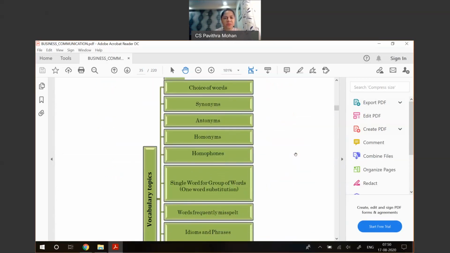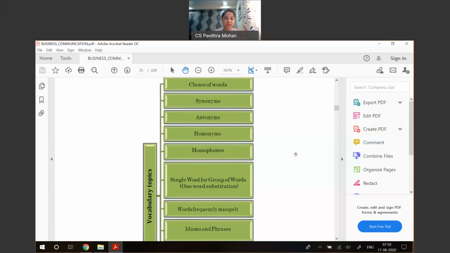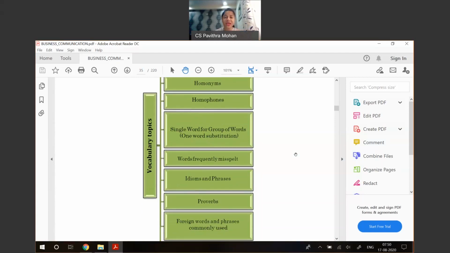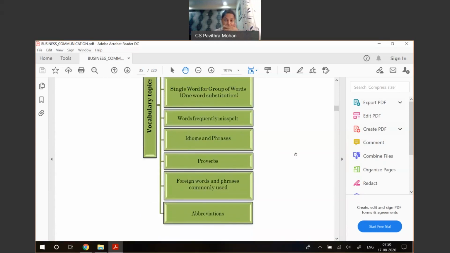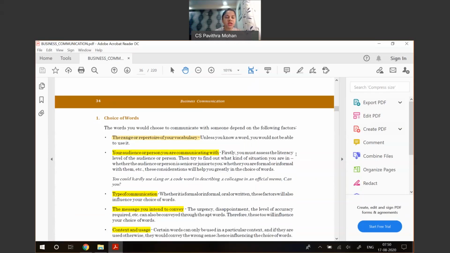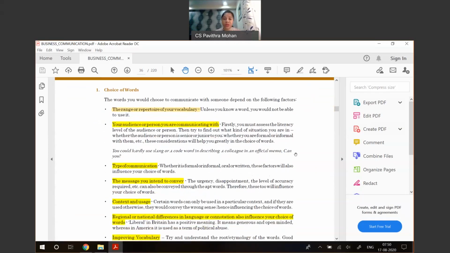So in this chapter, what are the concepts that we are going to revise today? We are going to revise choice of words, synonyms, antonyms, homonyms, homophones, single words for a group of words, words frequently misspelled, idioms and phrases, followed by proverbs, then foreign words and phrases commonly used in the CS profession. The first one we are going to cover is the choice of words.